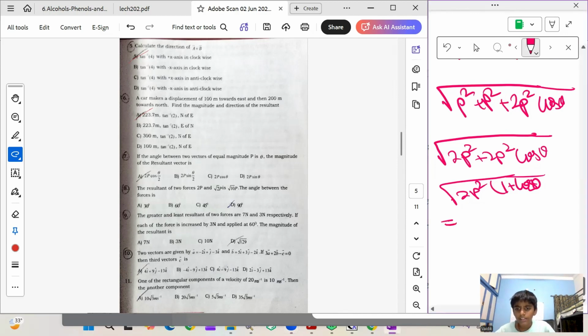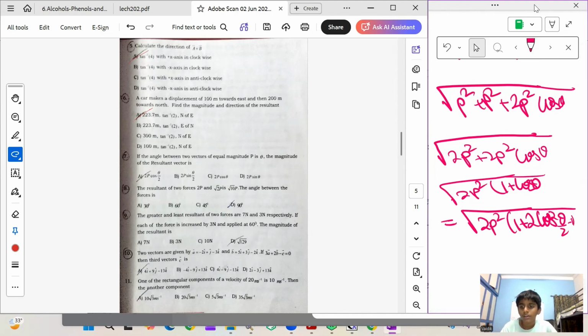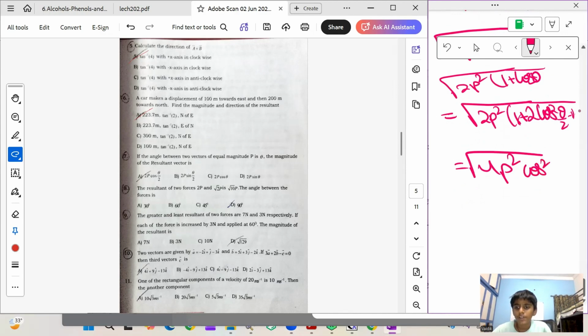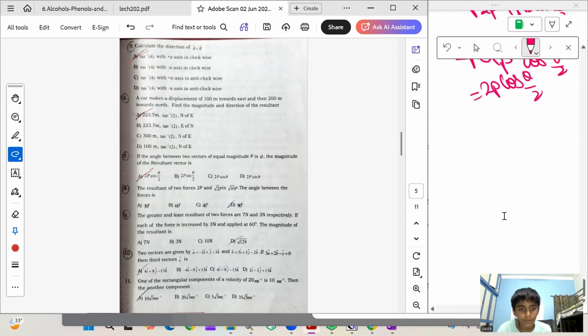You can write it as root over 2P square into 1 plus cos theta, where 1 plus cos theta means 1 plus 2 cos square theta by 2 minus 1. It would be root over 2 into 2, 4P square cos square theta by 2. Means it would be 2P cos theta by 2. Option A.